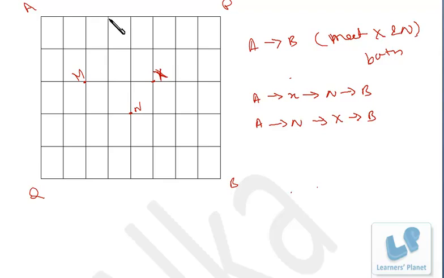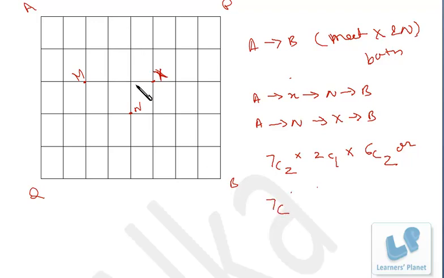So 1, 2, 3, 4, 5, 6, 7. 7C2, right? Either 7C5 or 7C2. That's A to X. Then X to N, 1, 2. 2C1, 1 horizontal, 1 vertical. Then from N to B, 1, 2, 3, 4, 5, 6, and 2 vertical, 4 horizontal. Okay, so these are the number of ways from A to X, X to N, and N to B.